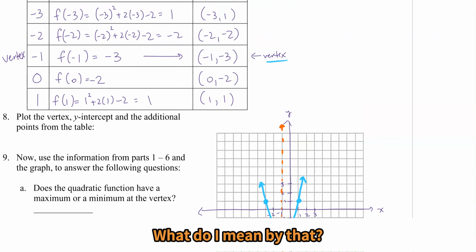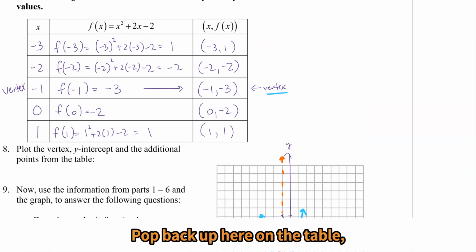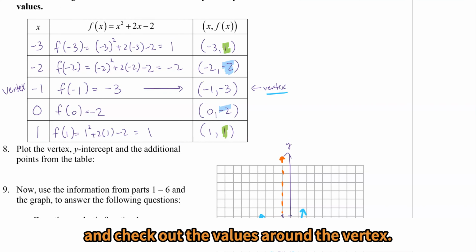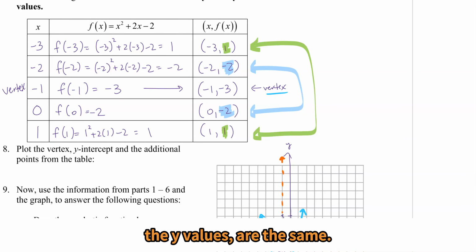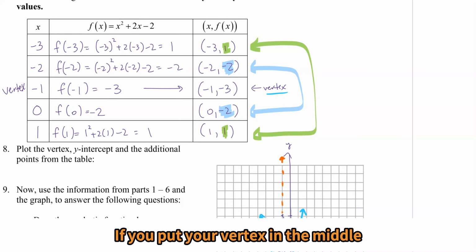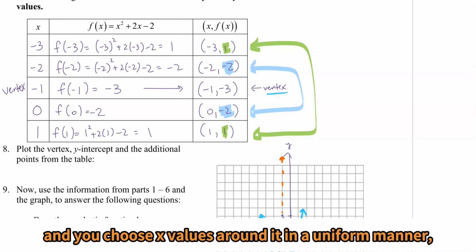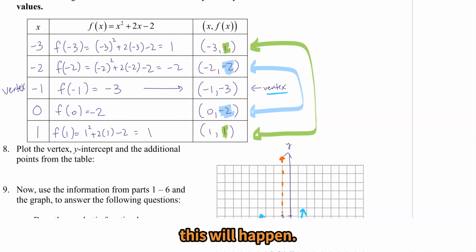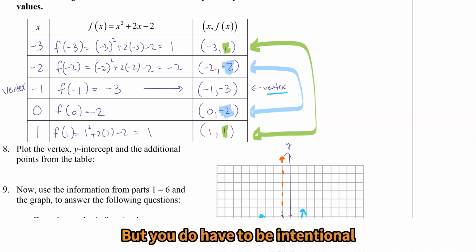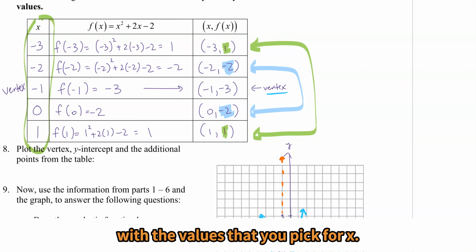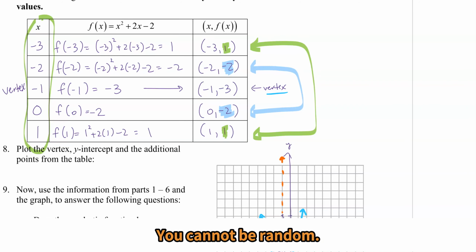What do I mean by that? Pop back up here on the table and check out the values around the vertex. The values around the vertex, the y values, are the same. If you put your vertex in the middle and you choose x values around it in a uniform manner, this will happen. This is the beauty and the pattern of mathematics that occurs. But you do have to be intentional with the values that you pick for x. You cannot be random. You have to be intentional.